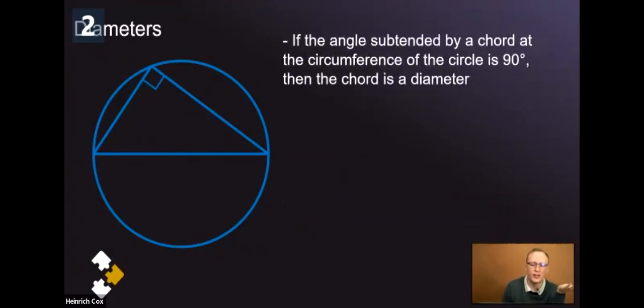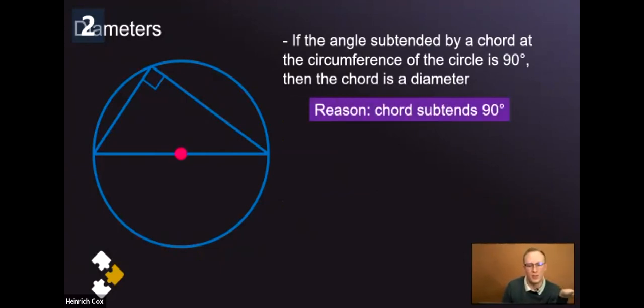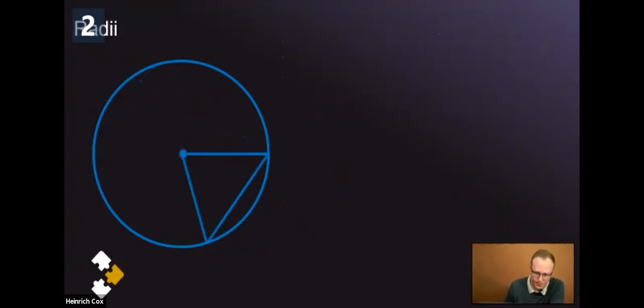If you've got an angle that is subtended by a chord at the circumference of the circle, and that angle is 90 degrees, then the chord is a diameter, right? And for that, you can just say chord subtends 90-degree angle.